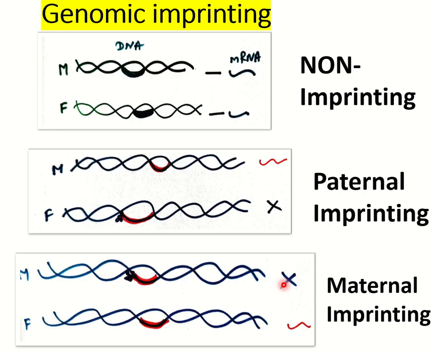Now remember, this mechanism is important for normal growth and brain development actually. Some errors which can happen in either paternal imprinting or maternal imprinting can lead to Prader-Willi syndrome and Angelman syndrome, which we'll be seeing in the next videos. What exactly are these syndromes?